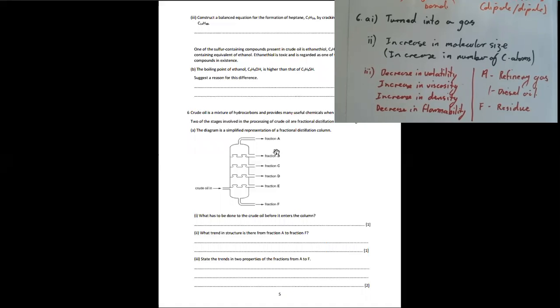State trends in 2 other properties. I've listed a few. So you can say the volatility decreases. Right? One's a gas, the one is almost a sticky solid at the bottom. So in that, there's also an increase in viscosity. There's an increase in density, and there's a decrease in flammability. So refined gas will ignite much faster than diesel oil, for instance. So any two of those would have done.